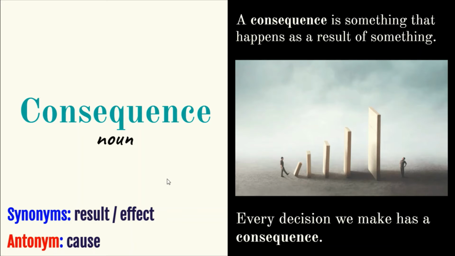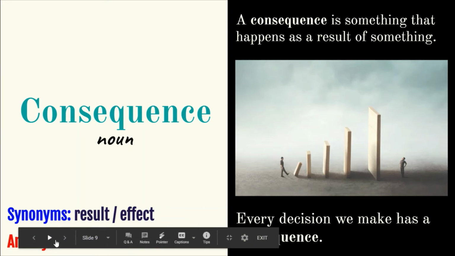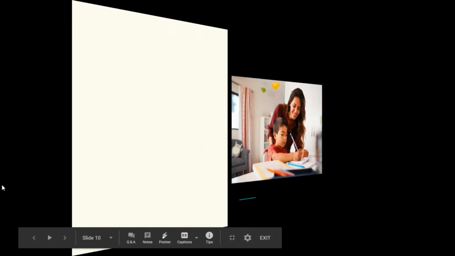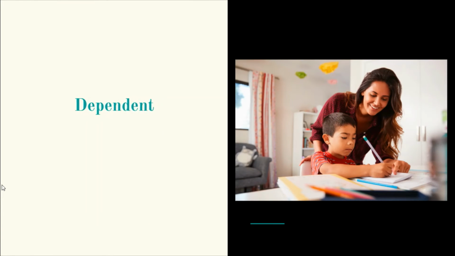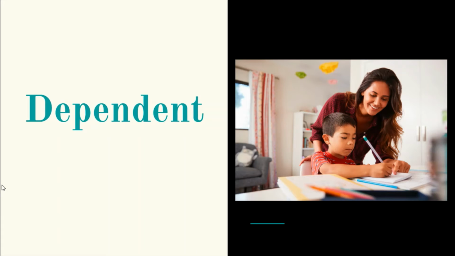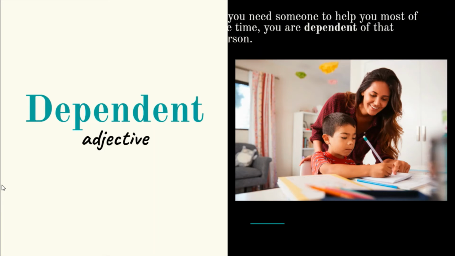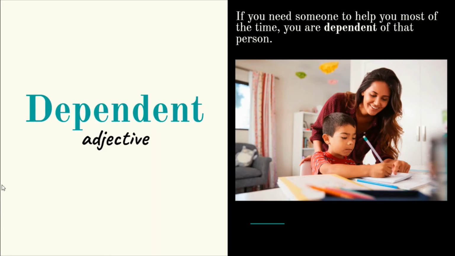Okay, got it? So now we are going to go to our next word. And that is dependent. Dependent. And dependent is an adjective. I don't think we have seen adjectives yet, so I'm going to remind you that an adjective is a word that modifies or describes a noun. Okay, so adjectives modify or describe nouns, right?